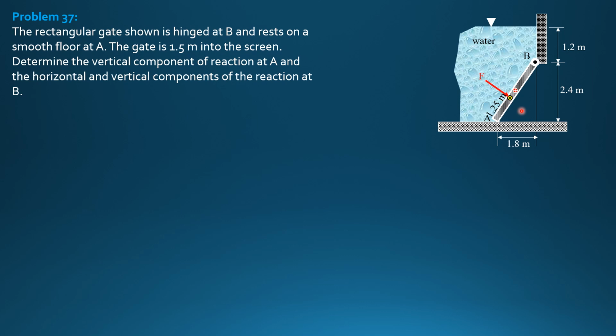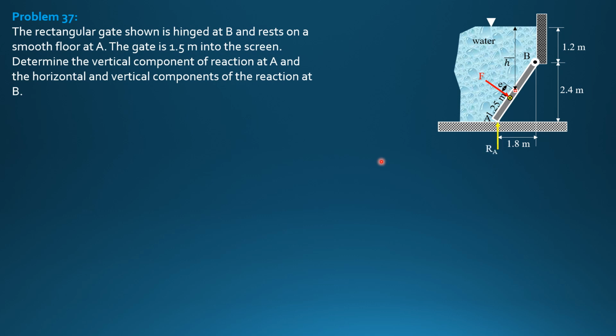Then that's the force. Distance is E, the location of the force. Then this is barred H. From the figure, barred H is 1.2 plus 2.4 divided by 2, because this is a straight gate. So half of 2.4 plus 1.2 is 2.4.